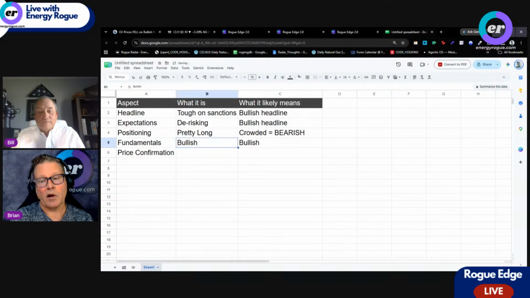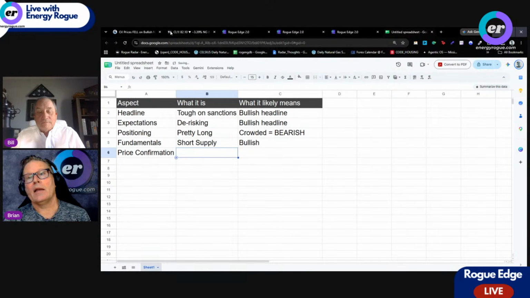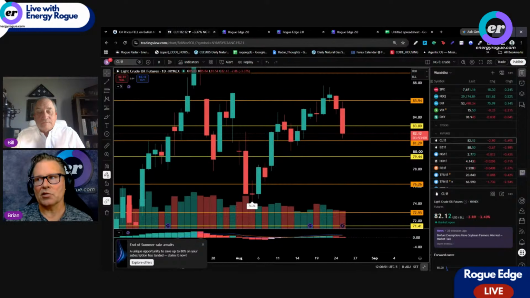And this is where we are short supply. Okay. Now we get back to the price confirmation. And again, when you're projecting what the future may hold, you've got to bear in mind there's a high miss rate here. The best traders in the world get it right 51% of the time.